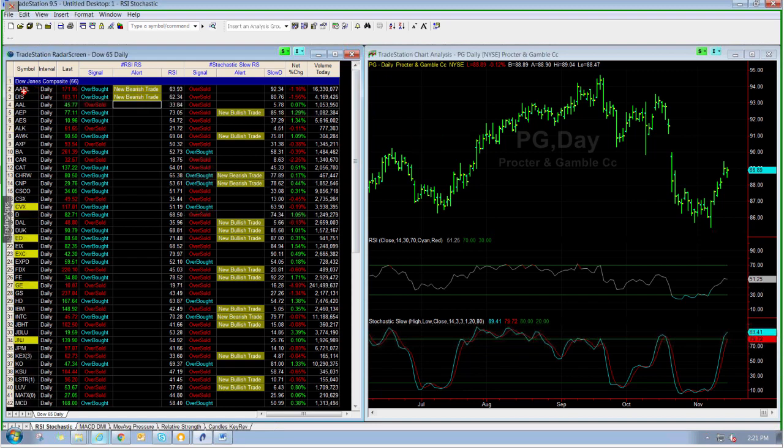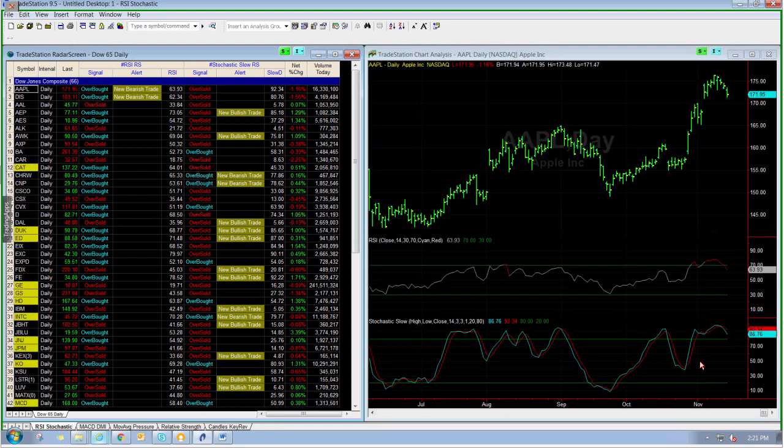And since the windows are linked together, I can click on Apple and instantly see the RSI indicator in context with what's going on with the bar. So I get the alert here in RadarScreen, I click on the symbol, and suddenly I'm looking at RSI on Apple, and I can determine whether I think that that is a new bearish trade or not. I can see it in context with the historical data, and that's really important to me. I want to be able to find opportunities in RadarScreen, but then I want to confirm what I'm looking at in the chart.